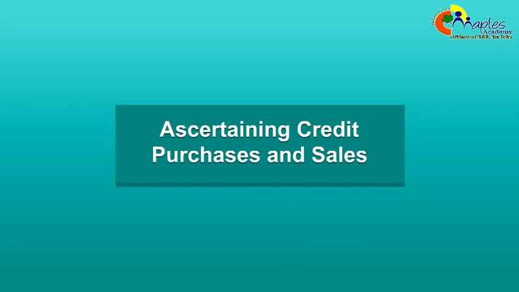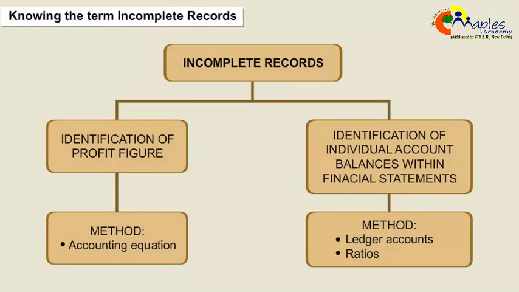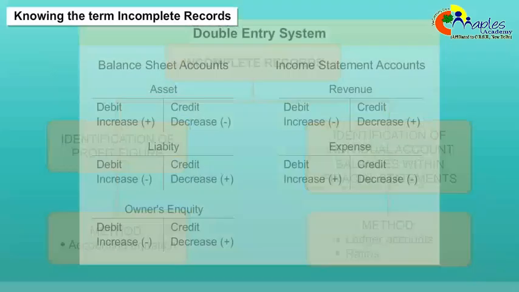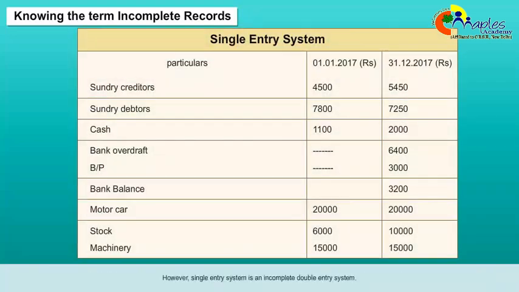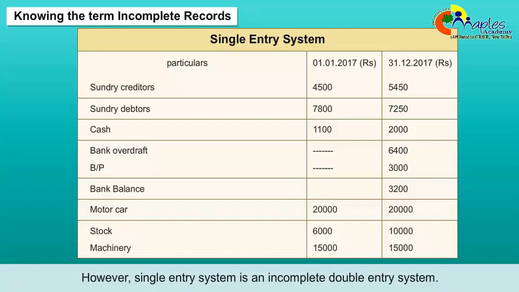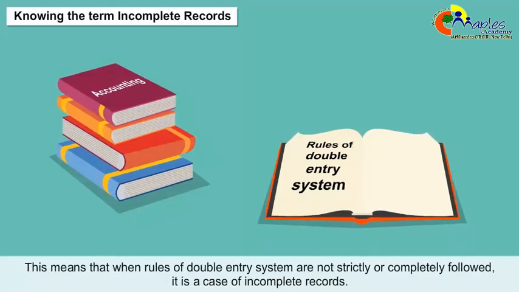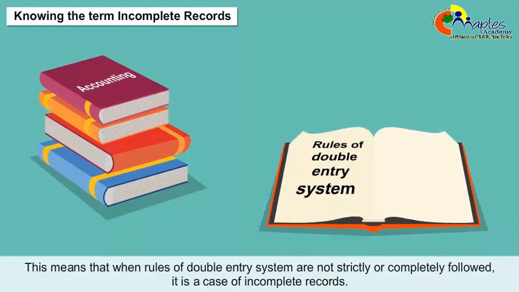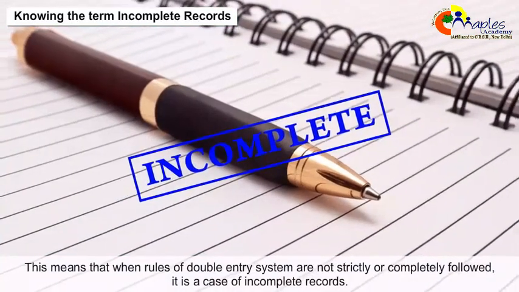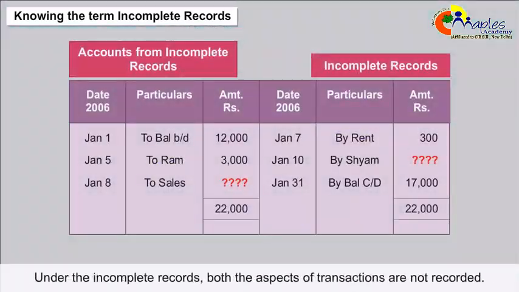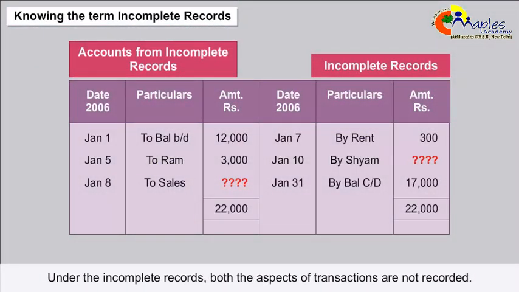Ascertaining credit purchases and sales. Knowing the term incomplete records. Double entry system is the system in which both aspects of a transaction are recorded. However, single entry system is an incomplete double entry system. This means that when rules of double entry system are not strictly or completely followed, it is a case of incomplete records. Under the incomplete records, both the aspects of transactions are not recorded.